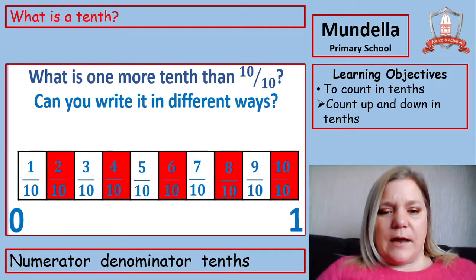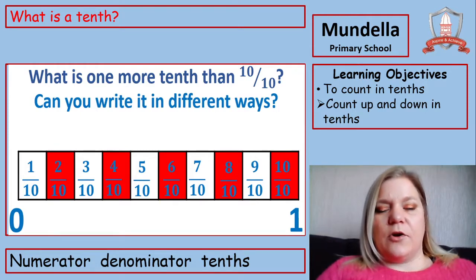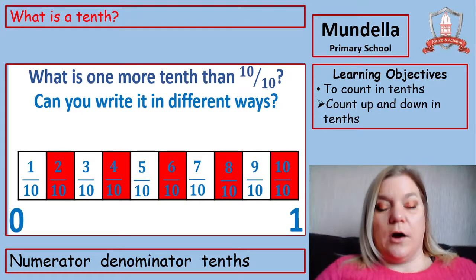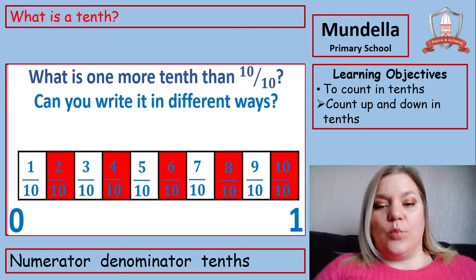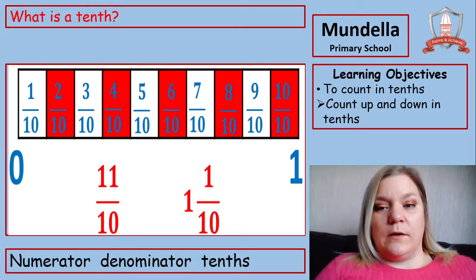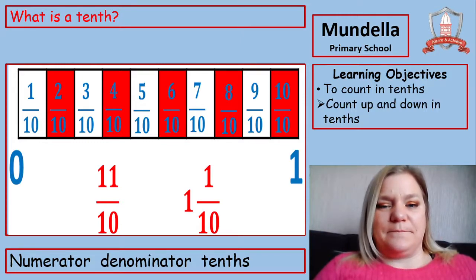If we count together again, 8/10, 9/10, 10/10, our next fraction would be 11/10. But we could also write it in a different way because we know that 10/10 is equal to 1, a whole one. So we could also write it as 1 and 1/10, like this. So we could have 11/10 or 1, as in one whole one, and an extra 1/10. They mean exactly the same.